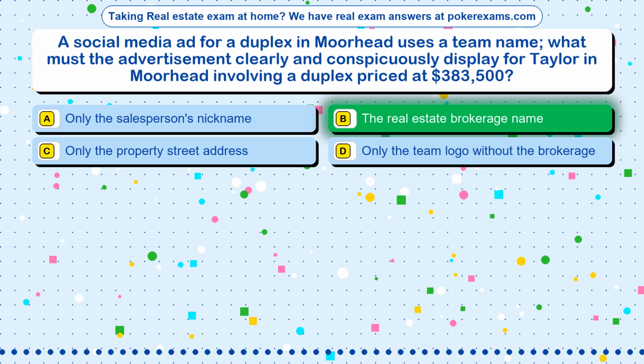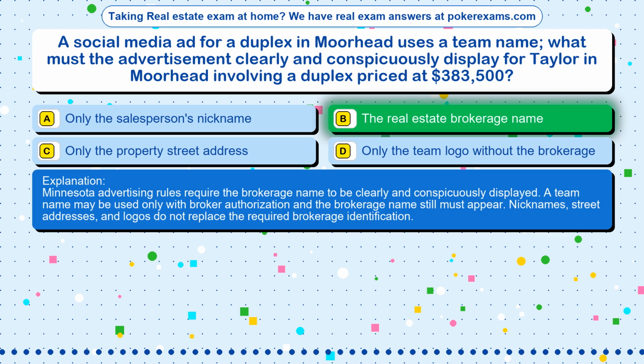The correct answer is option B. The real estate brokerage name. Minnesota advertising rules require the brokerage name to be clearly and conspicuously displayed. A team name may be used only with broker authorization and the brokerage name still must appear. Nicknames, street addresses, and logos do not replace the required brokerage identification.